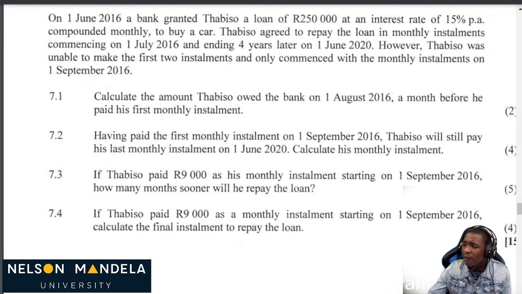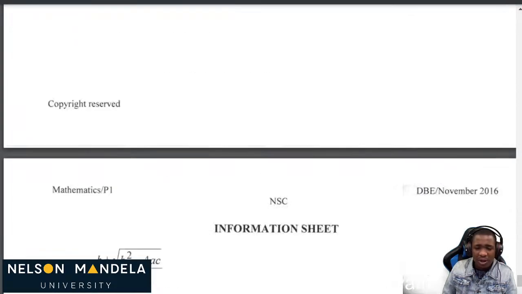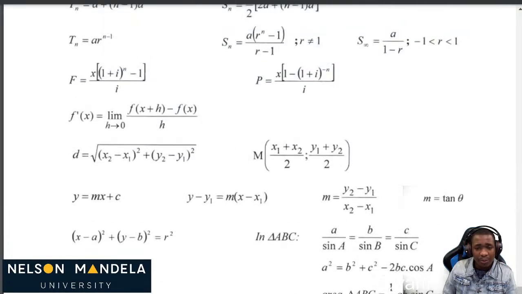Now, moving forward from that, we can proceed reading it now. Then they say, Thabiso agreed to repay the loan. The moment you see the loan, don't be afraid. We know that you're going to use which equation? We're going to use this equation. Always, when you hear anything about the loan, use this equation.